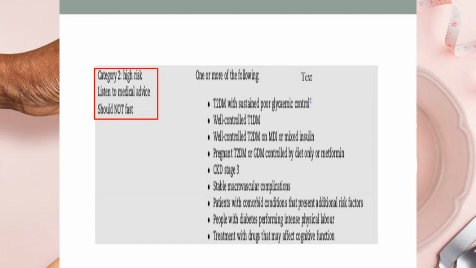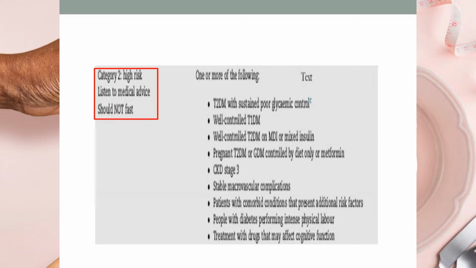So, but let's see the ingredients. Type 2 diabetes with sustained glucose poor glycemic control, well-controlled type 1, well-controlled type 2 or mixed multi-dose insulin injections, pregnancy type 2, CKD stage 3, stable macrovascular complication, and it continues. The list, as you can see, is not too clear, but I'm sure if you just see it keenly, you'll be able to know the exact words that are being shown.